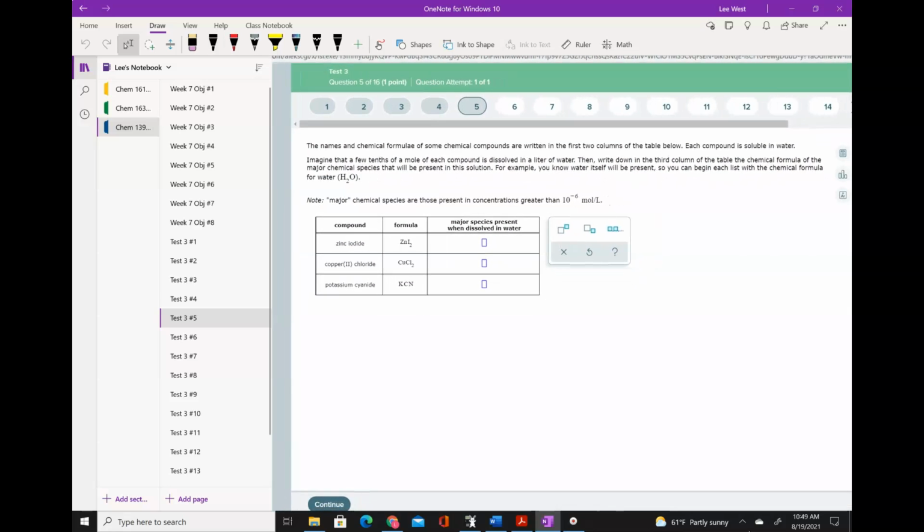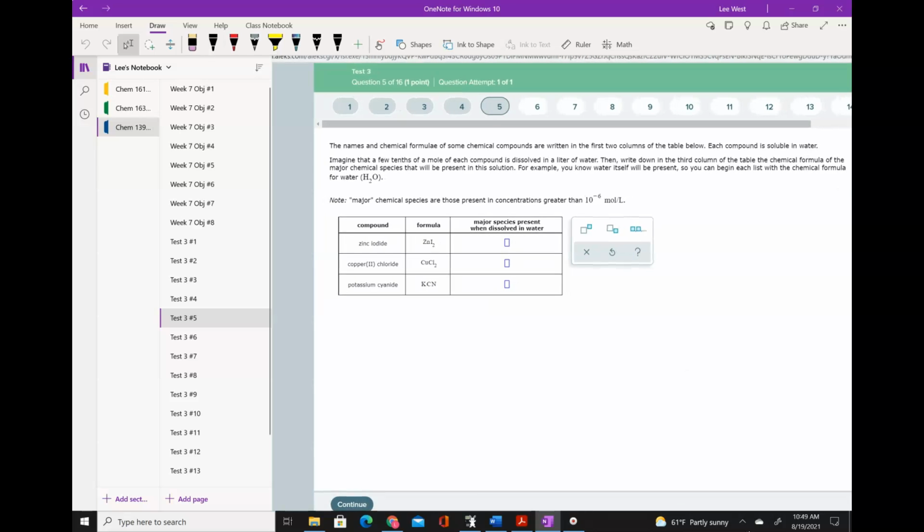This looks very similar to the first problem. Names and chemical formulas of some chemical compounds are written in the first 2 columns of the table below. Each compound is soluble in water. Imagine that a few tenths of a mole of each compound is dissolved in a liter of water. Write down in the third column of the table the chemical formula of the major chemical species that will be present. For example, you know water itself will be present, so you can begin each list with the chemical formula for water. So what we're going to do is make a comma-separated list.